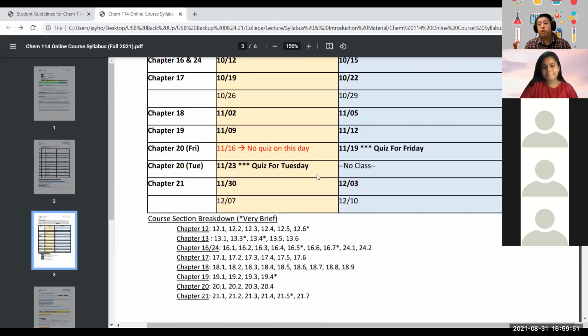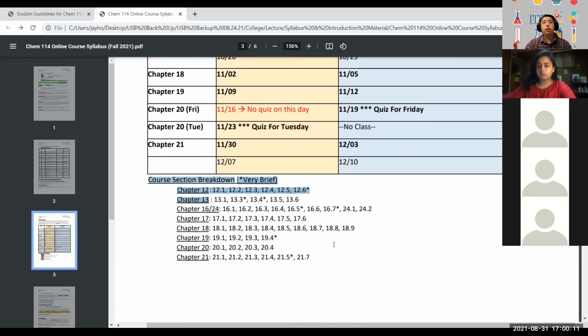You do not need to know chapters 1 to 11. Chapter 12 is something you do need to know, but chapters 1 to 11, you do not need to know directly. But for example, we're going to learn about intermolecular forces today. You do need to know some things about bonding from chapters 1 to 11, so you may have to refer back to stuff from Chem 1.